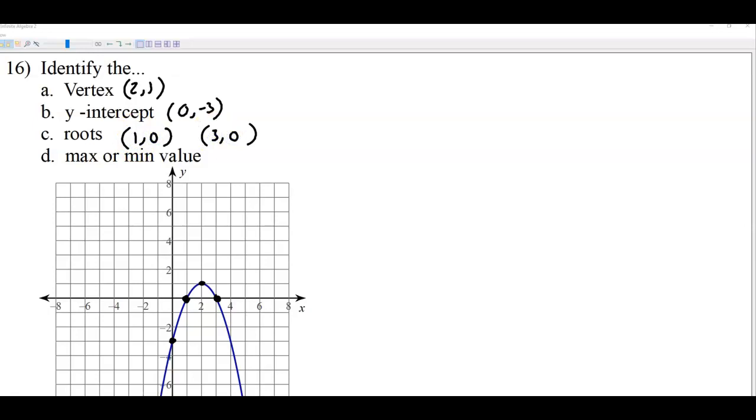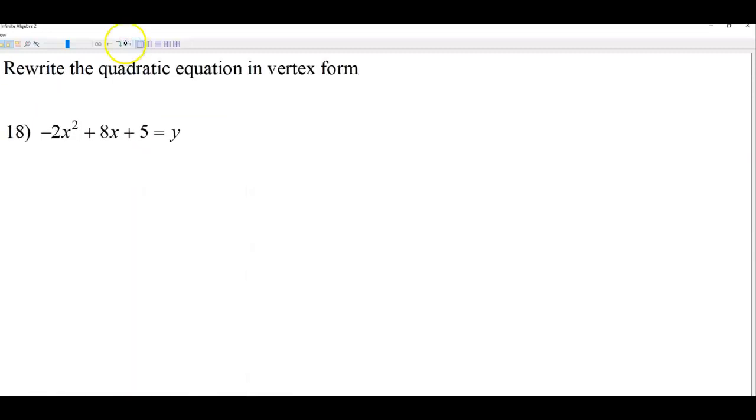And then finally, the maximum value or minimum value. Well, when you have a parabola that's going this way, you have a maximum value. It's the highest point on the graph. So we have a max, but we don't have a min. And the maximum value is the y value at that point. The y value at that point is 1. So the maximum value is y equals 1. So those are the parts of a quadratic equation, or parabola, I should say.